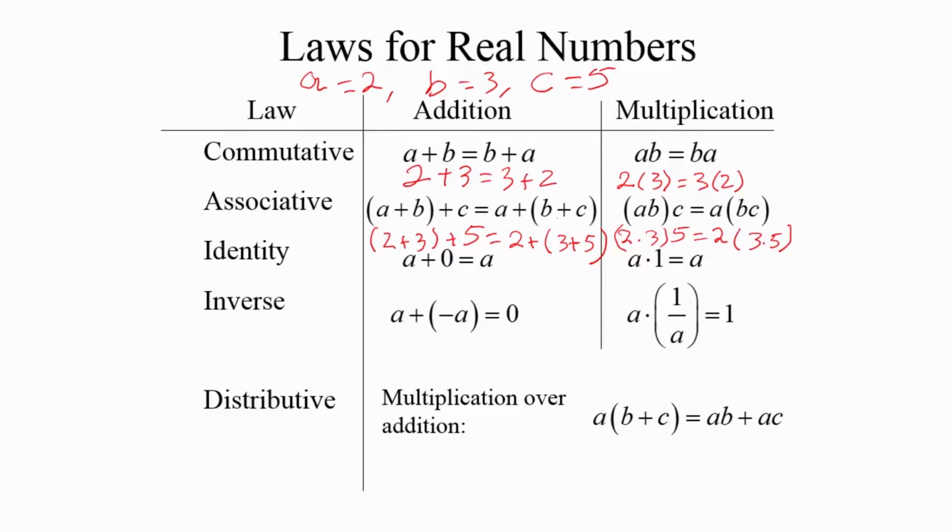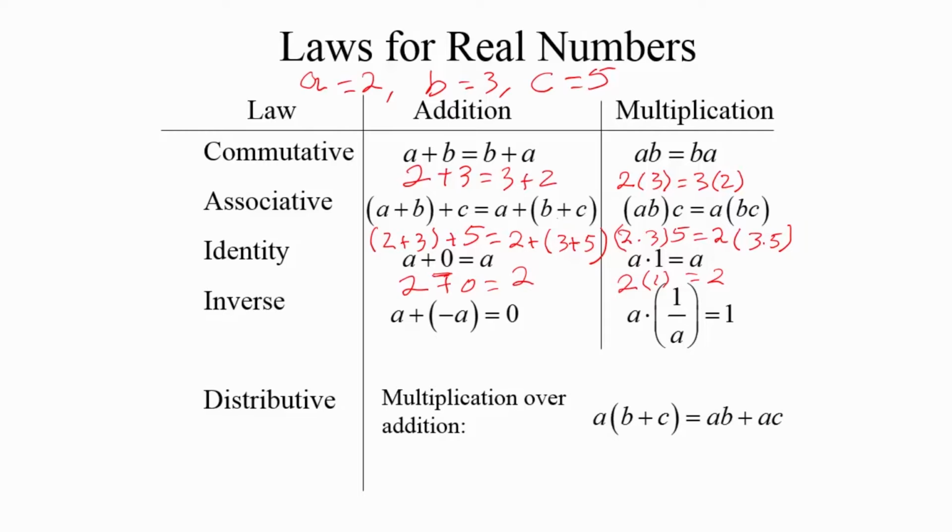The identity law for real numbers says if you add a 0 to a real number, that doesn't change the value of the real number. So we are saying a plus 0 is equal to a. So 2 plus 0 is equal to 2. In multiplication form, if you multiply a real number by 1, it is equal to the same real number. So 2 times 1 is equal to 2. So when you multiply anything by 1, it doesn't change the value.